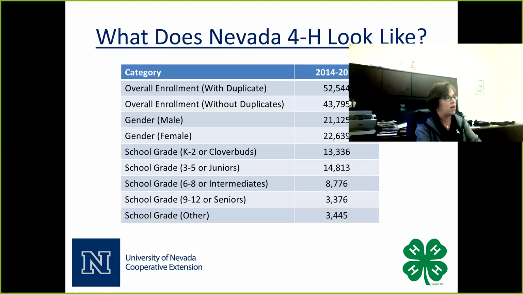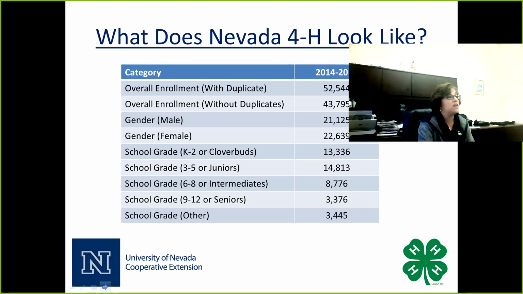You can see in 2014, these are our enrollment numbers. We had roughly 52,000 youth involved in 4-H. When you pull out the kids that we reached in multiple delivery modes, it was about 44,000 youth. An even split on gender. Grades, our highest group is our Clover Buds and our juniors. We really drop off when it comes to our senior division, and that's one of the things we need to figure out, how to keep our senior division kids, our older youth, in.